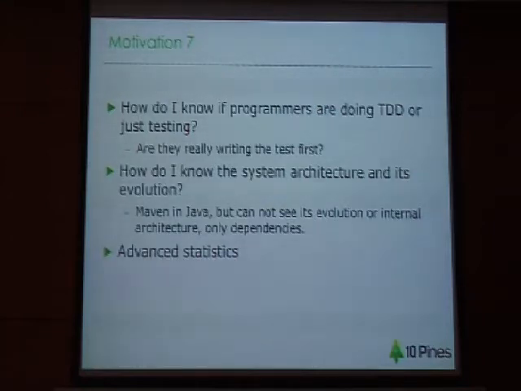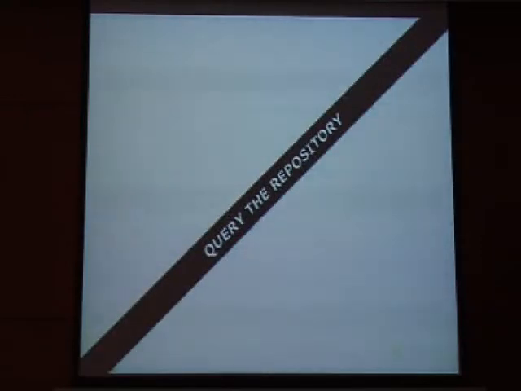I want to know how the evolution of the dependencies grows. I want to know how the system grows. And I want to get some advanced statistics, like Leandro showed yesterday. The focus of this is to query the repository. The idea is to get the information so you can query the repository and see some advanced statistics, like I told you.